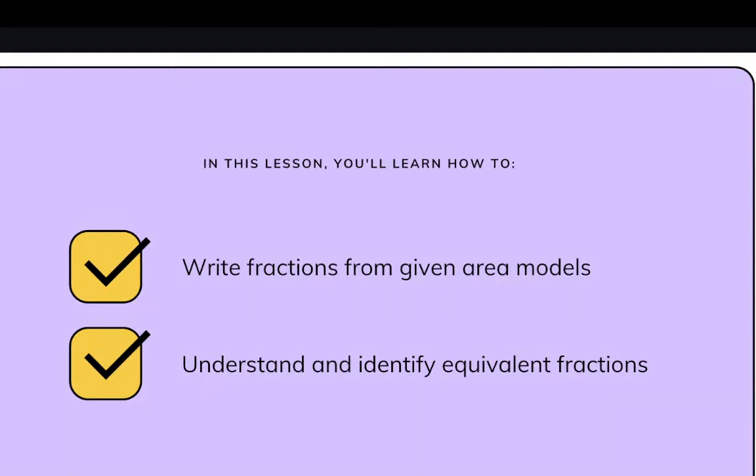So, today our goal is, first, to write fractions from area models. Second, we're going to understand and identify equivalent fractions. The word equivalent might sound big, but it really just means equal in value.